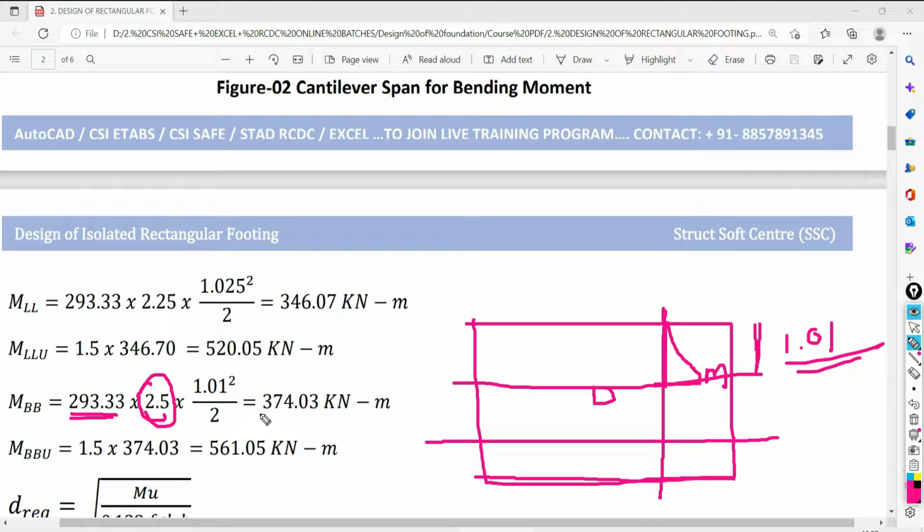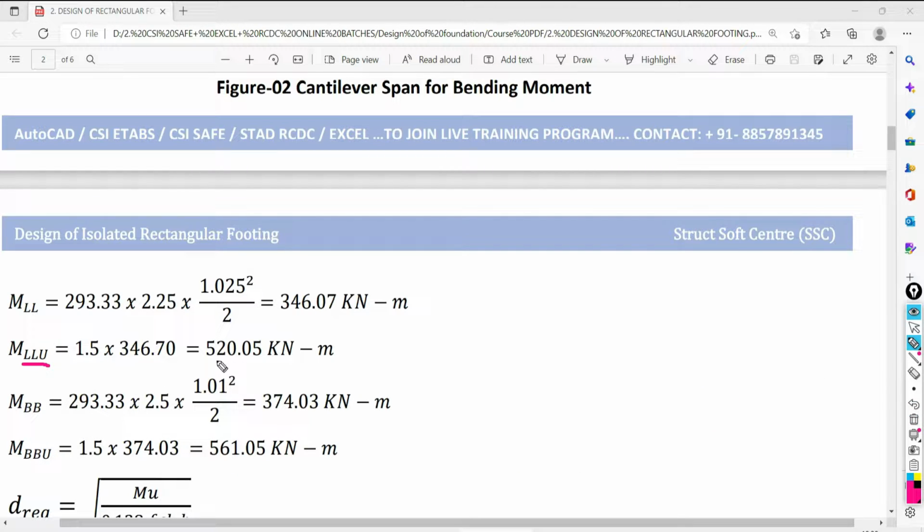So you are getting the service moment along the width as 374.03 kilonewton meter. If you would like to find out the factored moment, it is going to become 1.5 multiplied by 374.04. So you are getting the factored moment as 561.05 kilonewton meter. So two moments we are having. One is along the length of the footing, factored moment approximately 520, and the factored moment along the width of the footing as 561. So for finding out the depth, what formula is given?